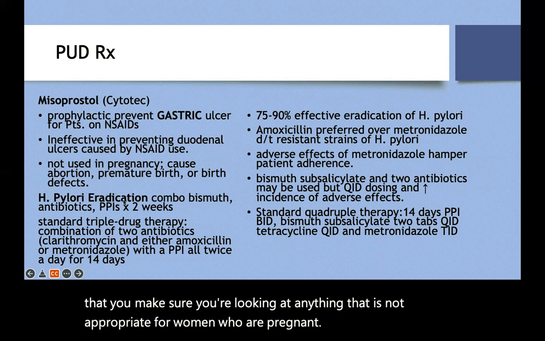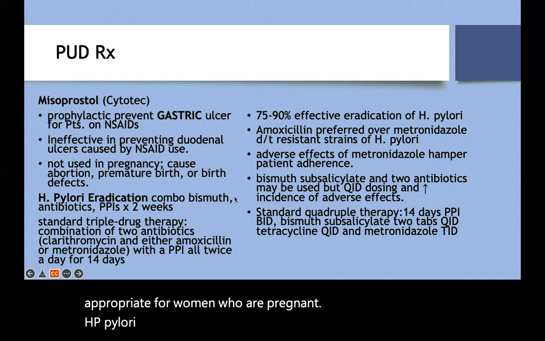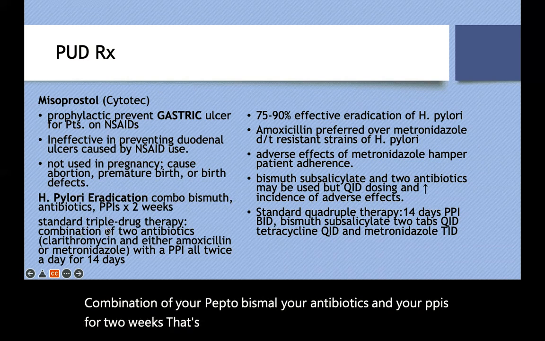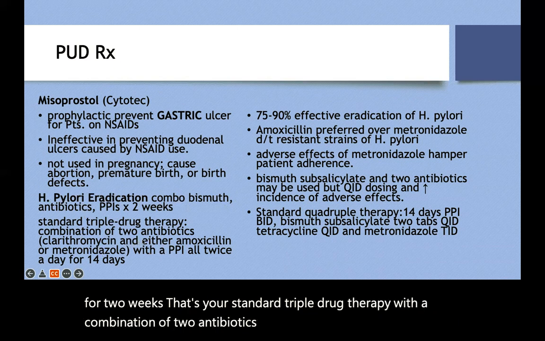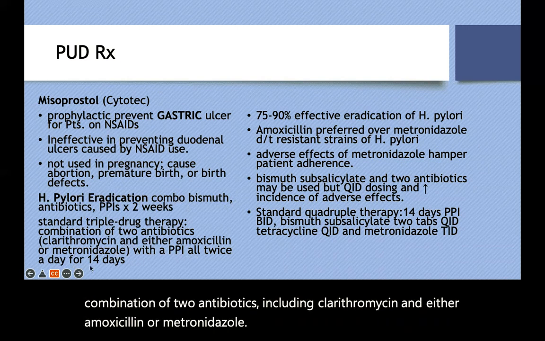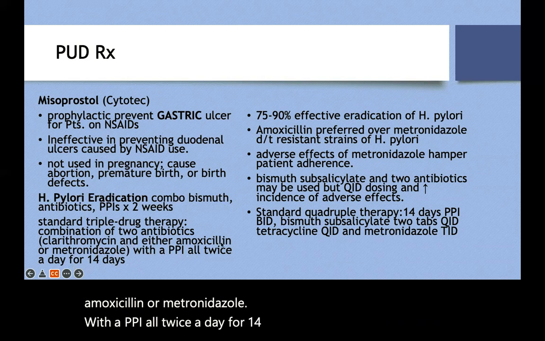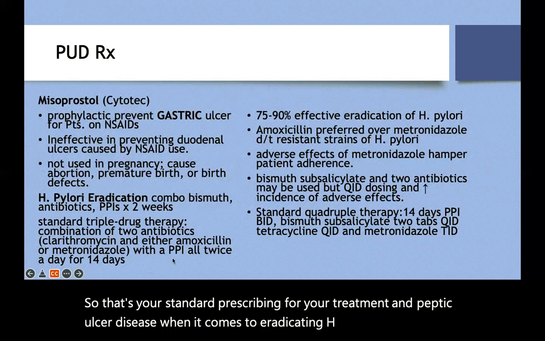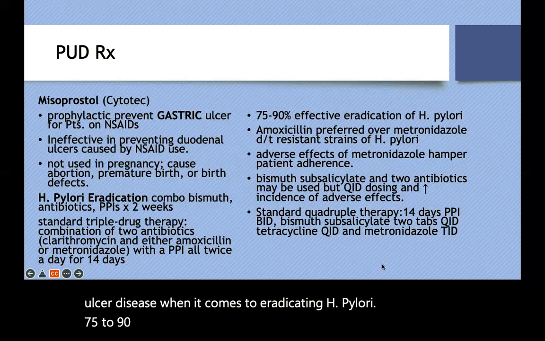H. pylori eradication is with a combination of your Pepto-Bismol, your antibiotics, and your PPIs for 2 weeks. That's your standard triple drug therapy with a combination of 2 antibiotics, including clarithromycin and either amoxicillin or metronidazole, with a PPI, all twice a day for 14 days. So that's your standard prescribing for treatment in peptic ulcer disease when it comes to eradicating H. pylori. 75 to 90% of those are effective in eradication of H. pylori.